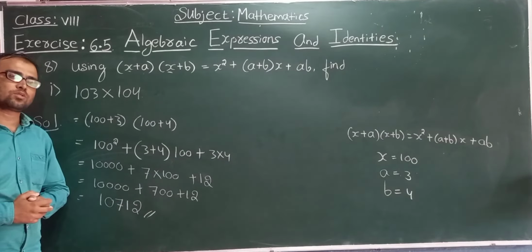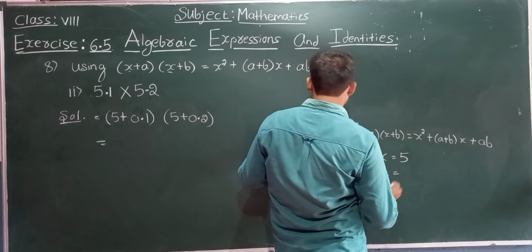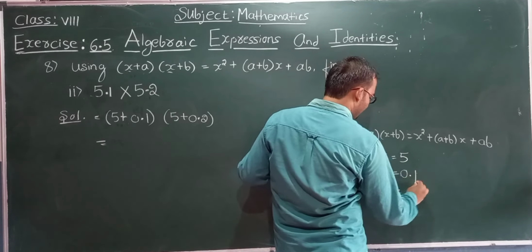So this, students, 5.1 I will be writing as 5 plus 0.1. Okay, so 5.1 as 5 plus 0.1. Next, 5.2 as 5 plus 0.2. Now what we have done, we have converted this into x plus a into x plus b form. So here in place of x, 5 is there, and in place of a, 0.1.